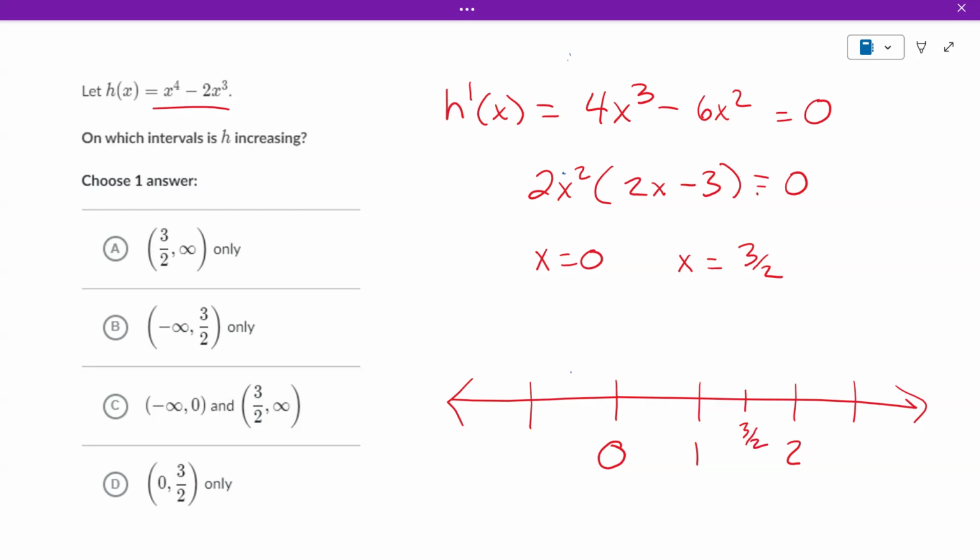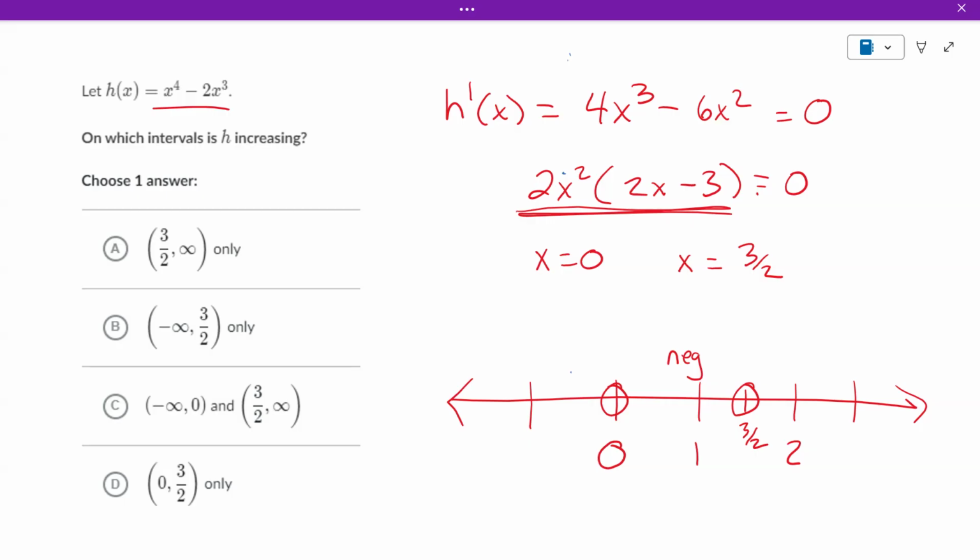Okay, so what we should do is pick out points in between these. Like 1 is in between them, right? If we put a 1 into the first derivative, it tells us the slope. We can pick any number that's not these numbers, so you go in between and on each side. Put in a 1. What does a 1 make this out here? A positive 2. What does a 1 make this in here? Negative 1. A positive 2 times a negative 1 is a negative number. So the slope is negative here.